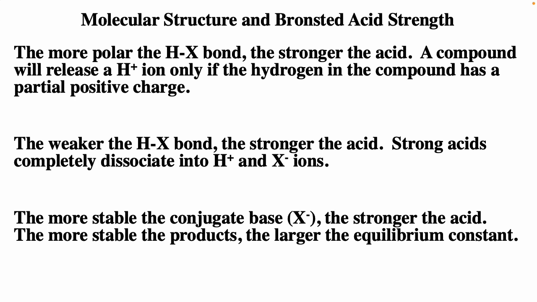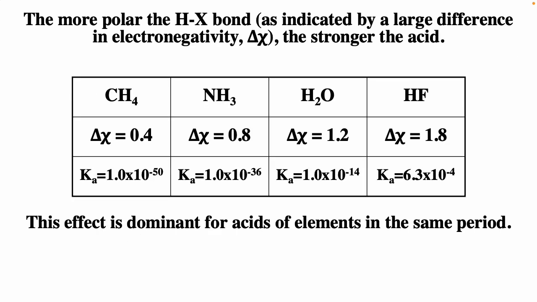Based on these three ideas, we can get a good idea of what makes a strong Bronsted acid and what makes a weak Bronsted acid. The more polar the HX bond, the stronger the acid. So this is a row on the periodic table: carbon, nitrogen, oxygen, fluorine. The polarity of the bond just depends on the difference in electronegativity. As you increase that difference in electronegativity, you get a more polar bond. And so HF has the most polar bond, and so it's the strongest acid of these four.